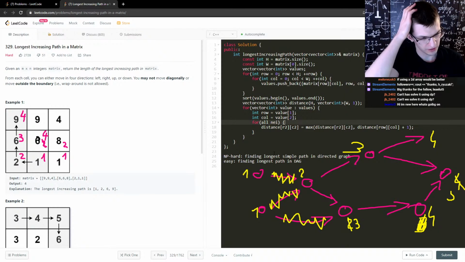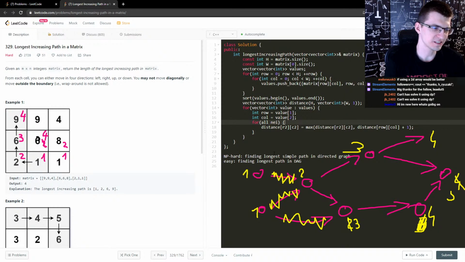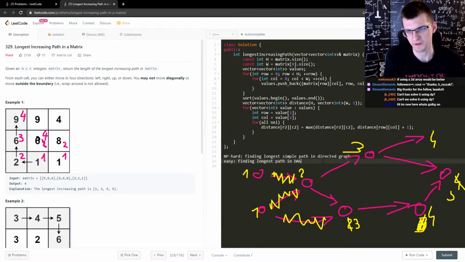Can we solve it using DP? This is kind of DP, but you need some proper order. You can argue that doing topo sort in DAG is dynamic programming. I wouldn't say so, but maybe there are some similarities. This problem cannot be solved without sorting values or something equivalent.